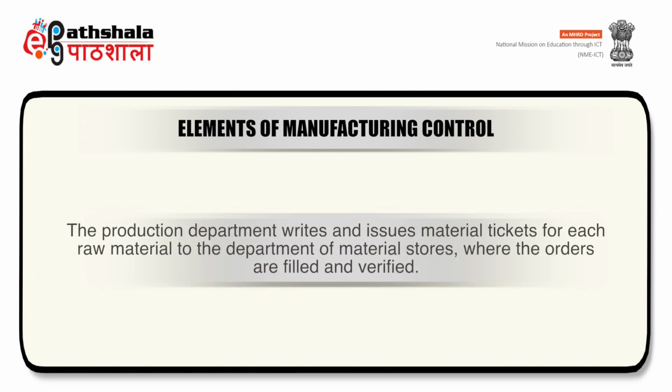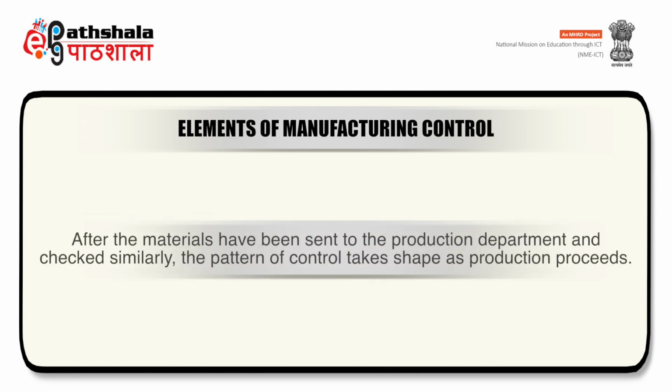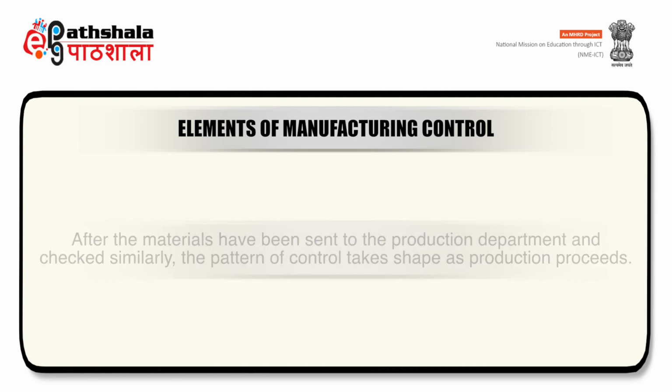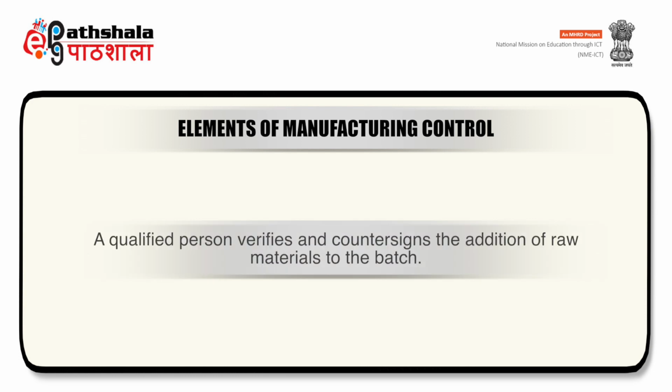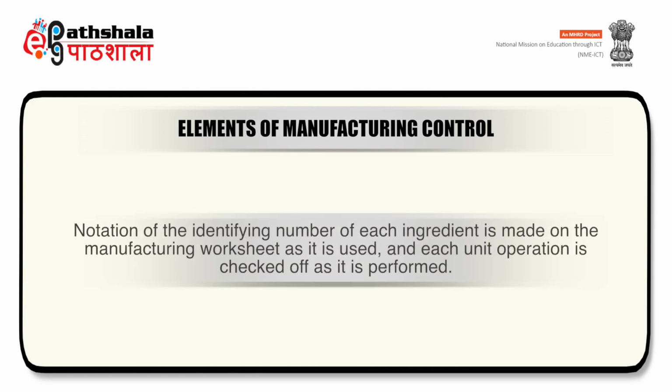Production department writes and issues material tickets for each raw material to the Department of Material Stores where orders are filled and verified. After materials have been sent to the production department and checked similarly, the pattern of control takes shape as production proceeds. A qualified person verifies and countersigns the addition of raw materials to the batch. Notation of the identifying number of each ingredient is made on the manufacturing worksheet as it is used, and each unit operation is checked off as it is performed.